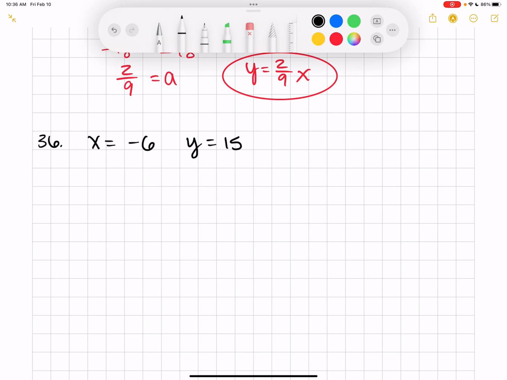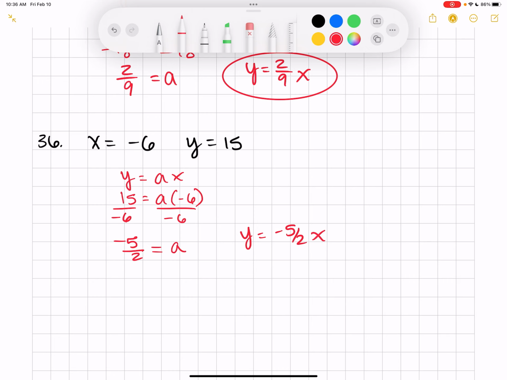All right. What do we get? y equals negative 5 over 2 times x, yep. So we had y equals ax. So we had 15 is equal to a times negative 6. Divide by negative 6. So that reduced to negative 5 over 2. And so then y is equal to negative 5 over 2 times x. So, pretty simple.